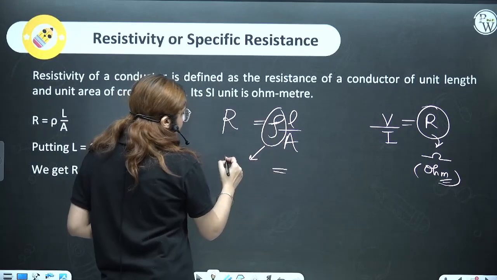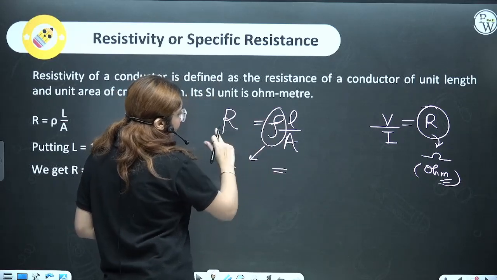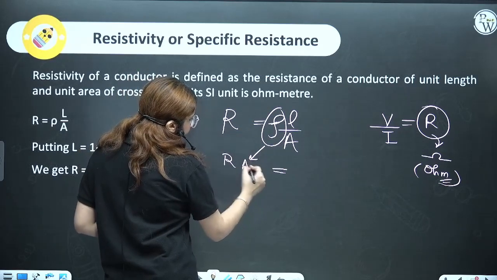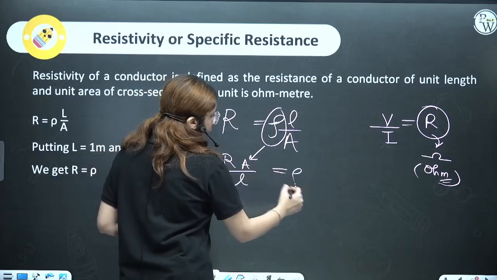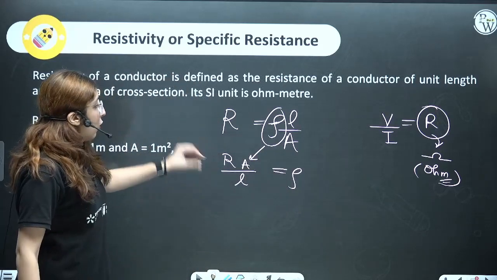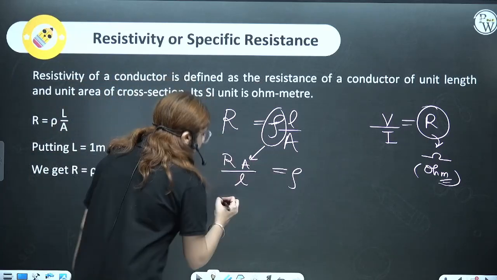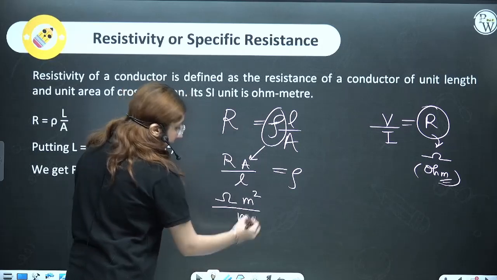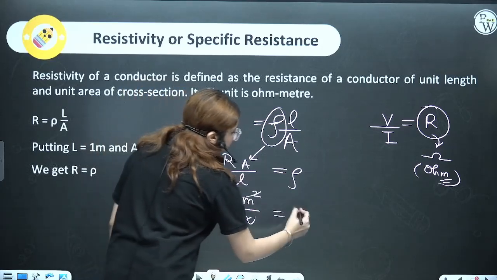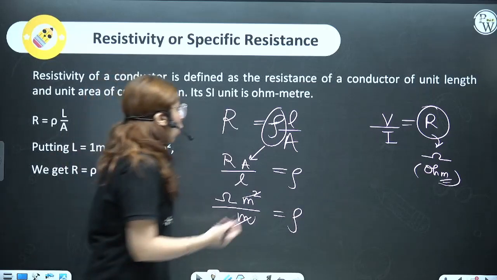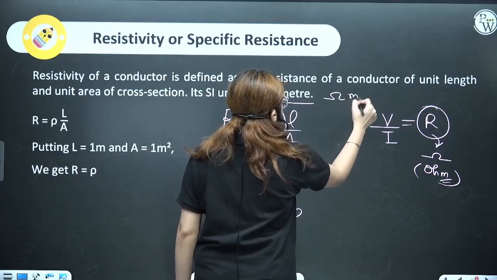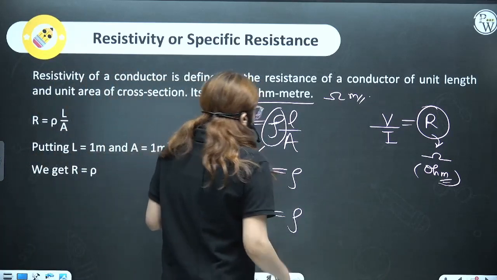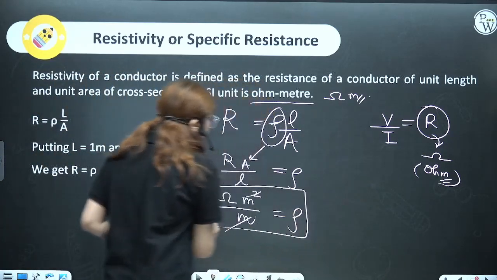For the unit of it, I can use the formula R equals rho L by A. Take A and R on the top, L at the bottom, rho. Keep the units of your normal quantities: ohm, meter square by meter. Cancel 1 meter from 1 meter. What will be the SI unit for resistivity? Ohm meter.